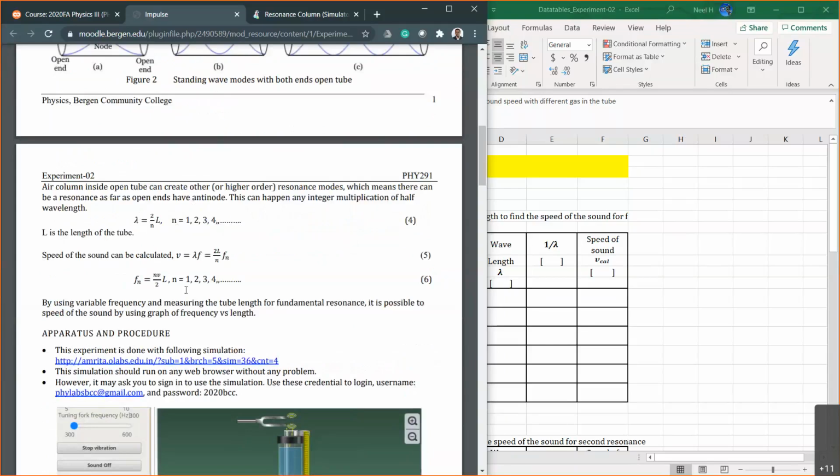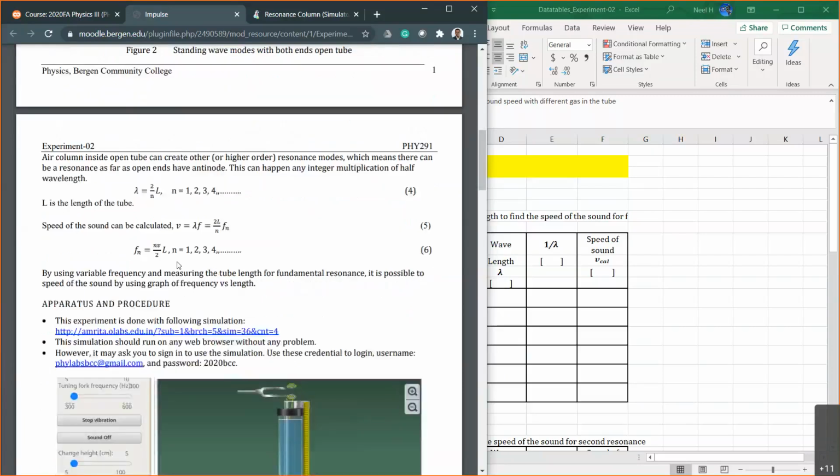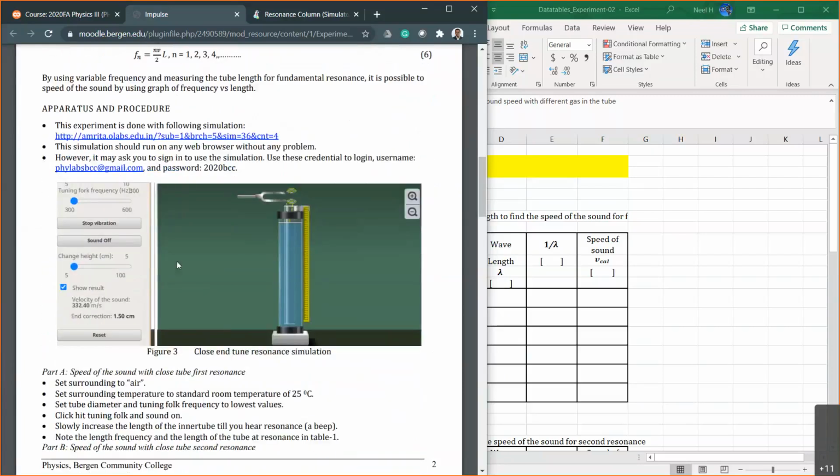This equation is exactly similar to the equation we used for the last experiment. There's not much difference at all, except that in the last experiment the velocity we could write as the force of tension divided by mu, the mass density. That's the only difference. Otherwise, it looks exactly the same. We're not going to do the open-end tube, because our simulator can only simulate the closed end. So we're going to be doing the closed-end tube experiment today.